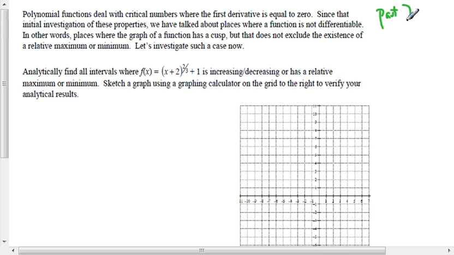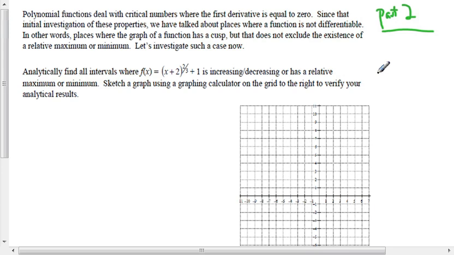This is Part 2. This next problem, polynomial functions, deals with critical numbers where the first derivative is equal to 0. Since our initial investigation of these properties, we've added that there's a time when a function could possibly not be differentiable. An example is when the graph of the function has a cusp. But it still doesn't exclude the existence of a relative max or min. So we're going to look at an example of that right now.